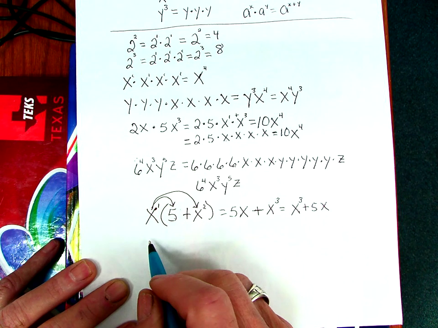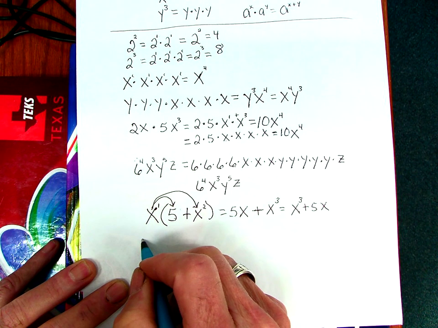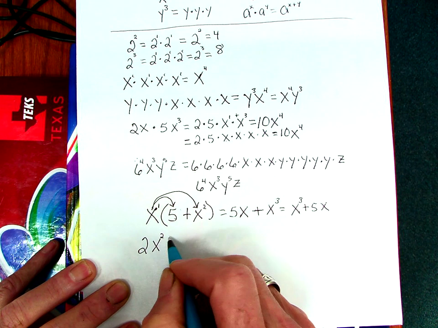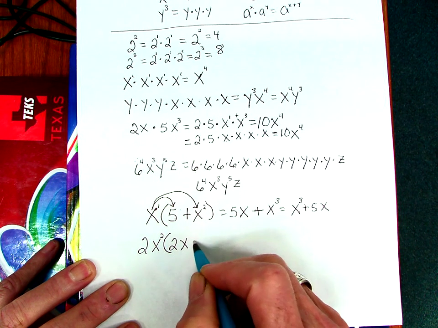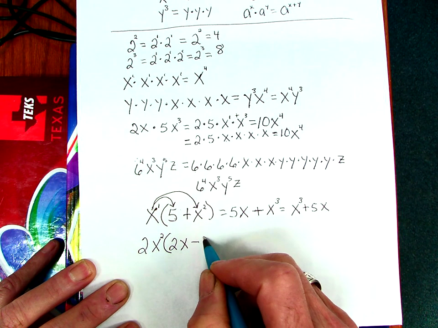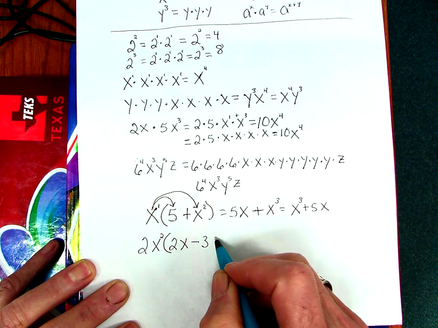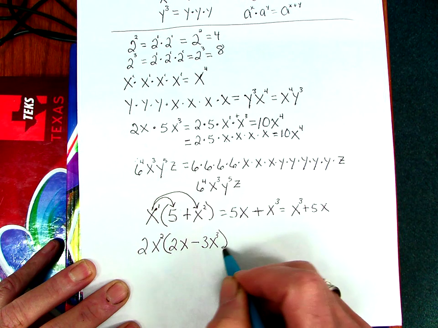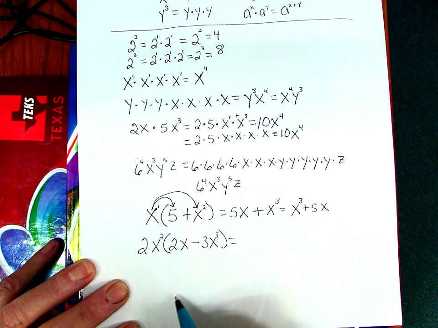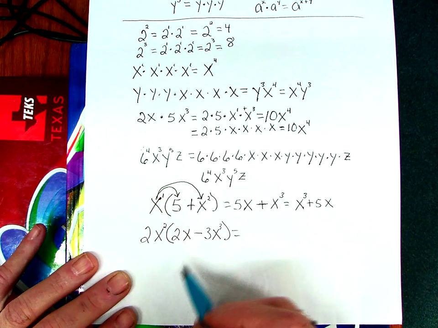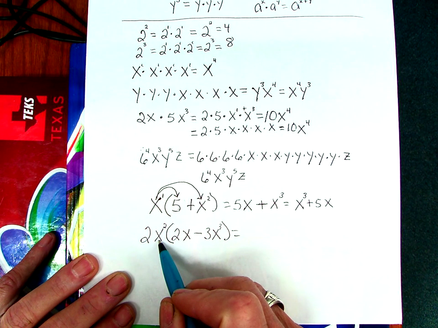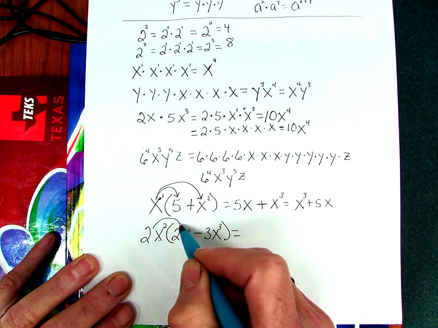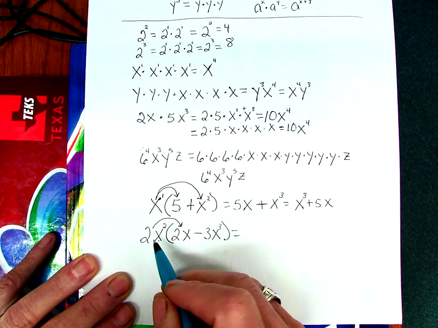All right, let's add a couple more numbers to this. So 2x squared times 2x minus 3x to the third. Here we go, one step at a time. Everything on the inside here is going to get multiplied to what's on the outside. Now I'm going to do this in 2 steps. First I'm going to do this multiplication and I'm going to write it this way.